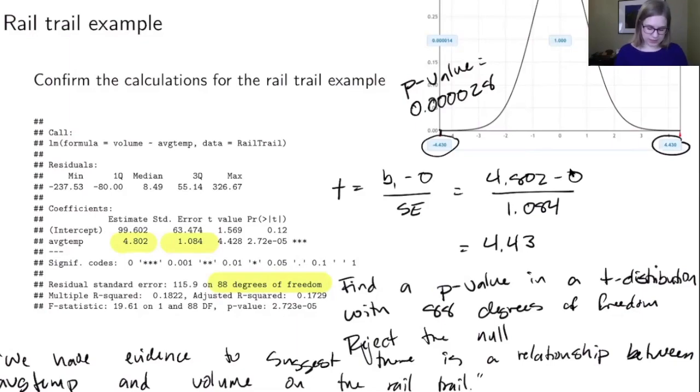And this slide says confirm the calculations for the rail trail example, because actually these numbers were already calculated for us by R. We've got our t-value of 4.428, which is the same thing that we found, and our p-value of 2.7 times 10 to the negative fifth, which is 0.000027, something like that. It's the same p-value that we just found. So if you have the whole output, then you actually already have the p-value there.